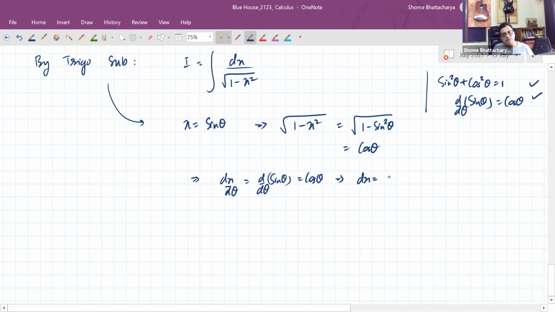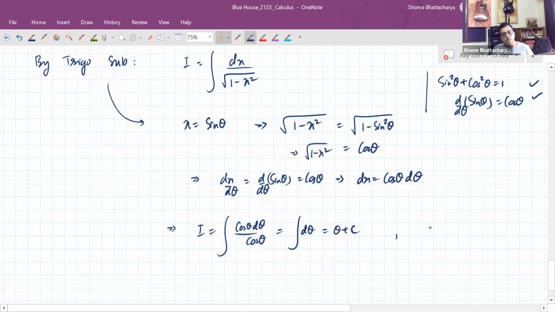Now the numerator, which is dx, can be substituted as cos theta d theta. So the denominator is substituted as cos theta and the numerator substituted as cos theta d theta. So the integration becomes again just theta. And then again we resubstitute. We had x equal to sine theta. That means theta is sine inverse x. So that's how we get this, that this particular integration comes out to be sine inverse x plus c.